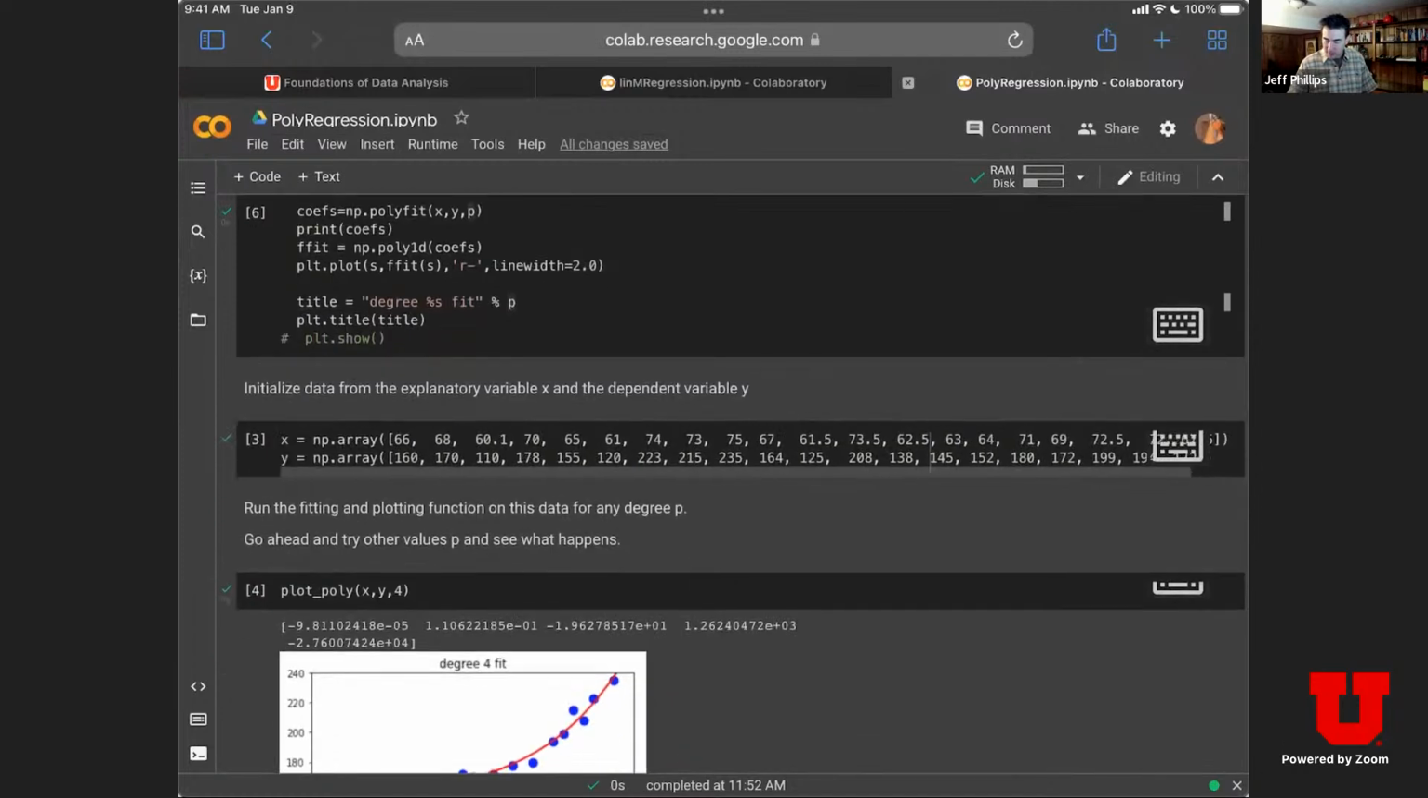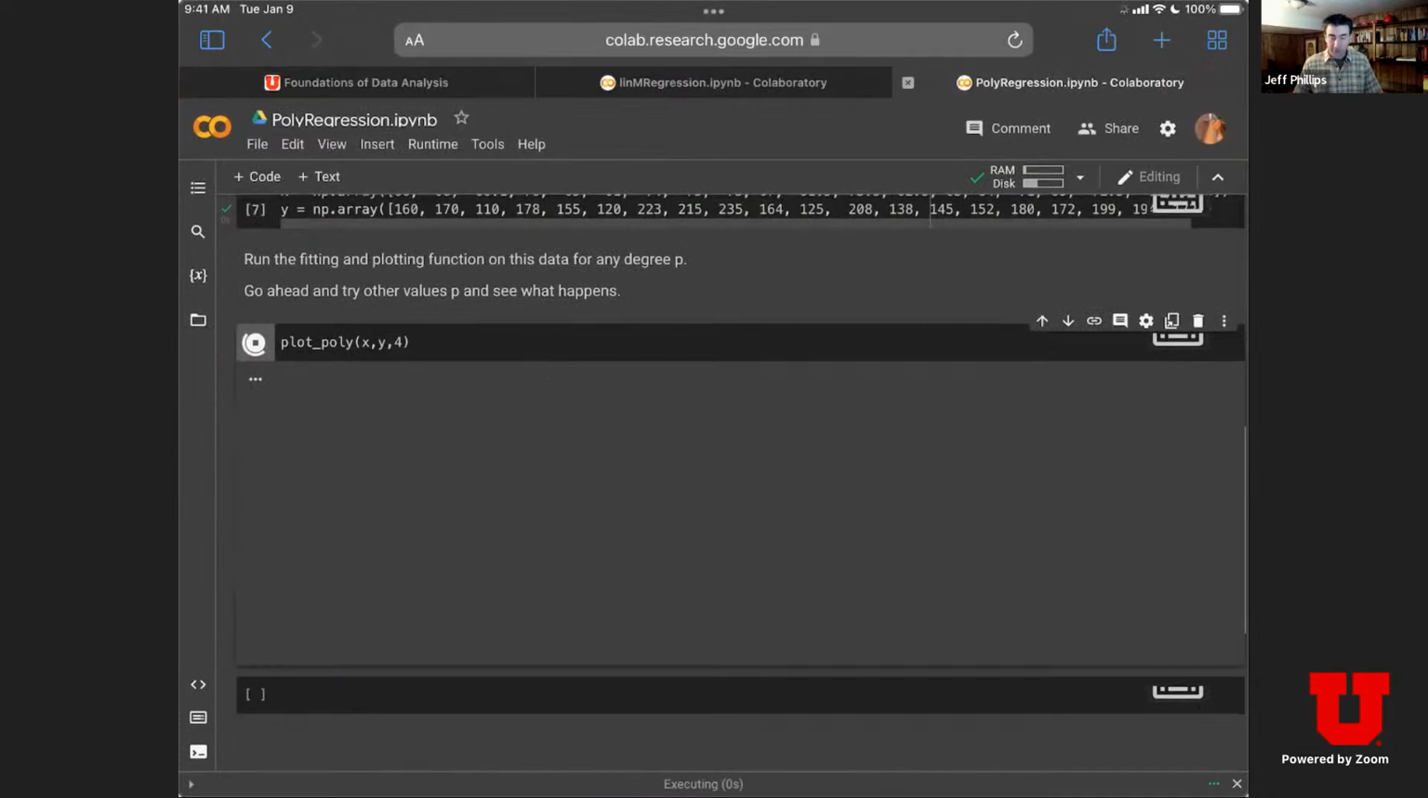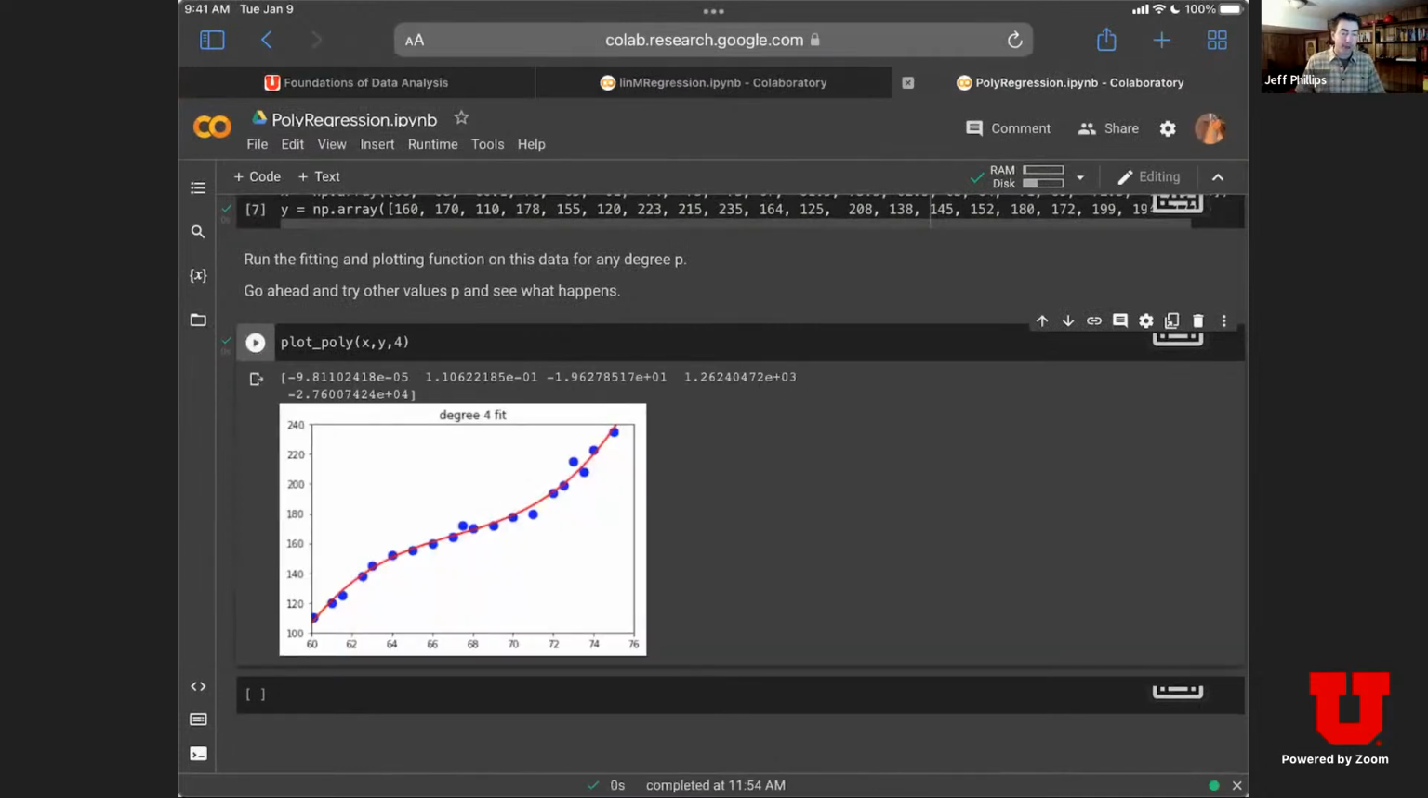This is the data I wrote up on the slide, the x and the y, the height and the weight. Now I can run this with the 4th degree polynomial, and I get the blue data points and the red polynomial curve. You can see that this fits better than the 1 dimension.